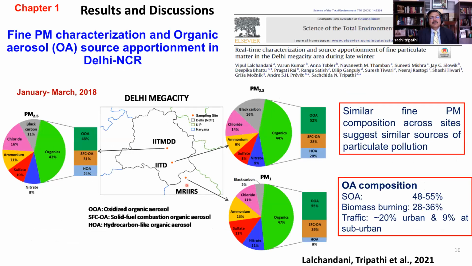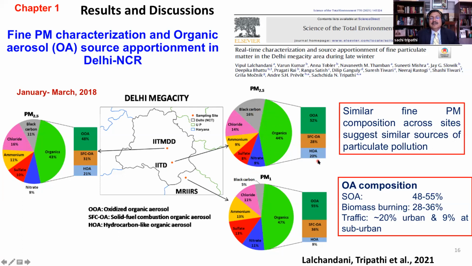Okay, so this is one work which we did in Delhi some time back, where three sites were chosen. One is what you see, this IITM site, which is slightly upwind over the map of Delhi city. One is the central site, IIT Delhi, another is downwind, Manorashna. And using this real-time instrumentation, we could resolve the chemistry for PM2.5 at two locations, and at Manorashna for PM1. And their composition is given here in the pie.